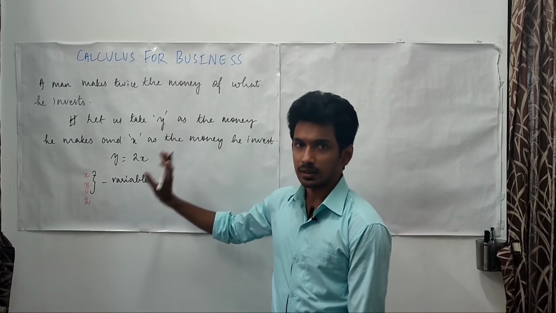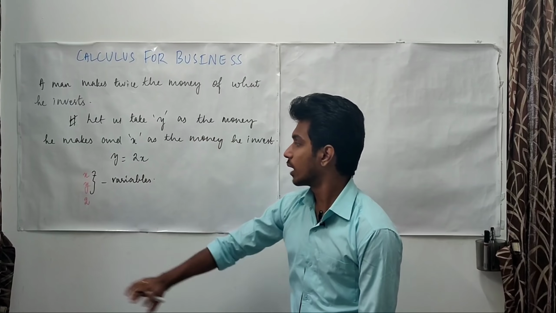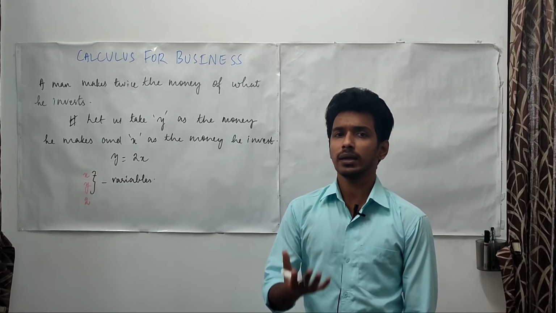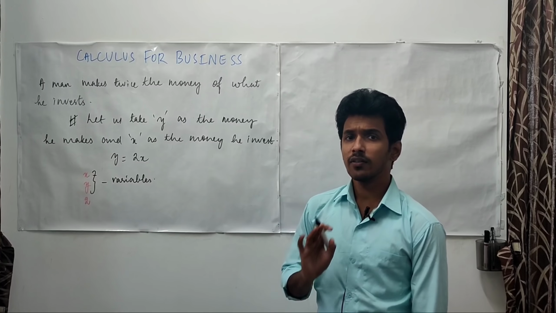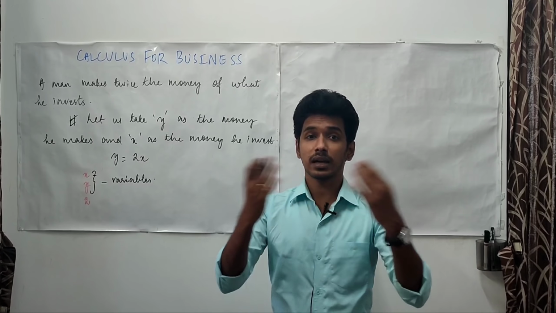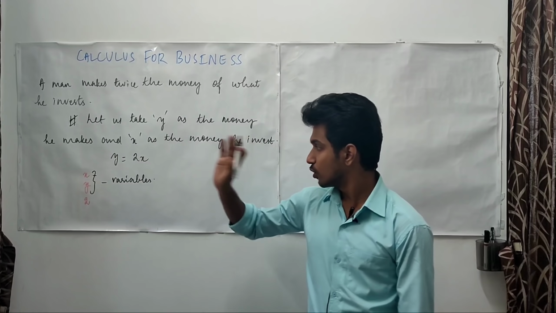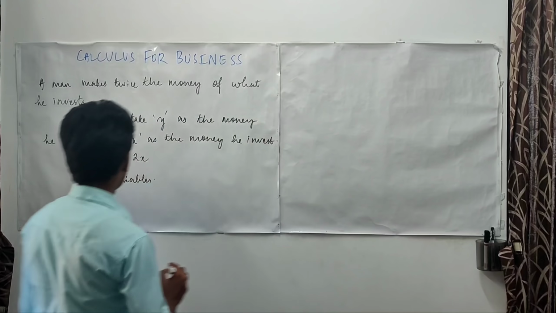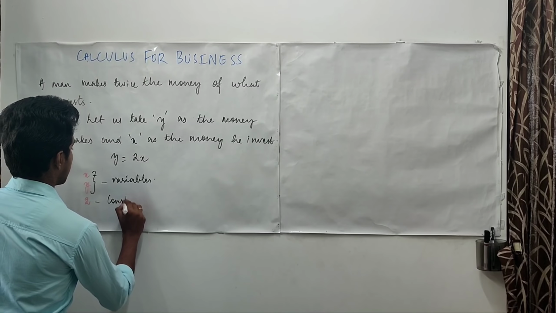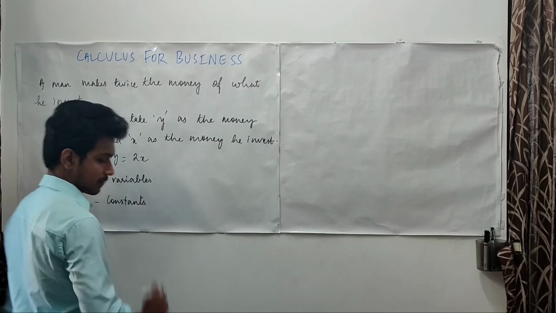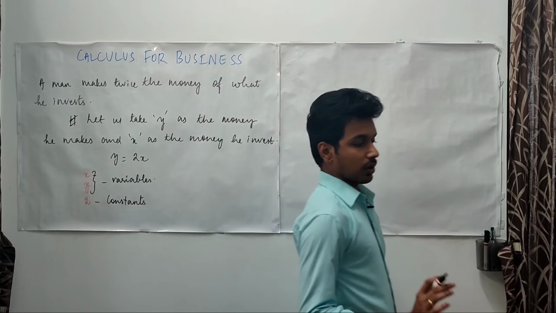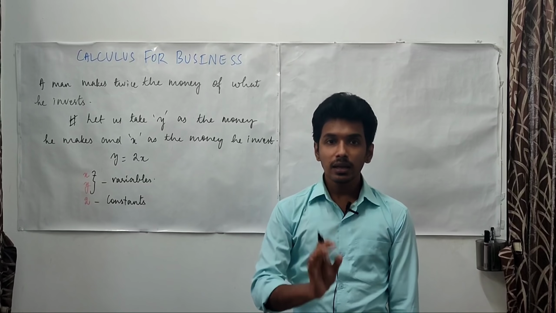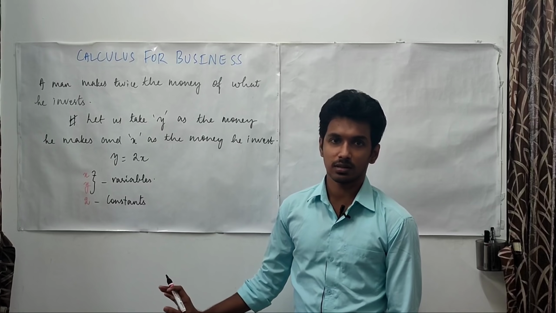Let me hold that for a while and come back to this. It is given that he is making twice, so we have written 2 here. If it is given he is making thrice, we will have 3 here. So this 2 is not going to be changed at any cost. These kinds of values are called constants. So why are we discussing variables and constants here? In calculus we will deal with variables and constants.